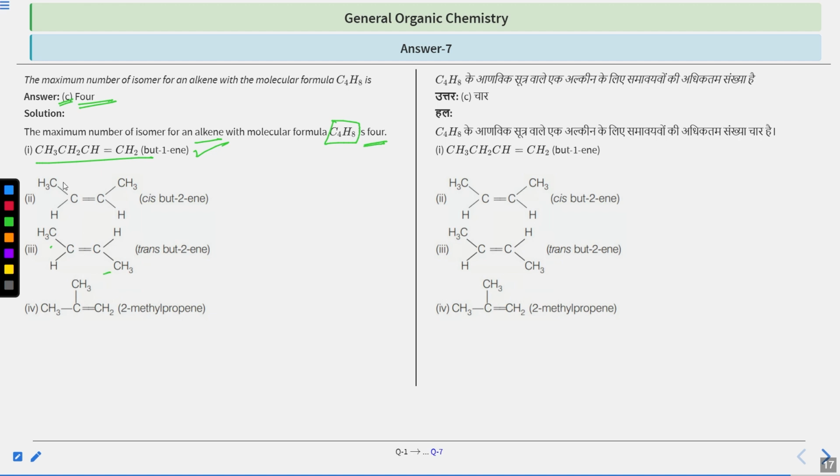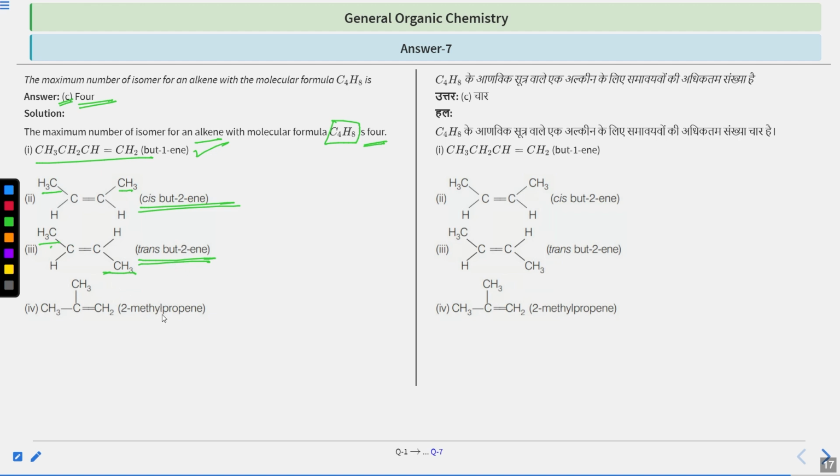You can put these 2 methyl groups on the same side and on different sides. If you put the methyl groups on the same side of the double bond, it will be cis-but-2-ene. And if you put the methyl groups on different sides of the double bond carbons, it will be called trans-but-2-ene. 2-ene because the double bond is present between the second and third carbon, but we put 2 in the naming because we use the lowest number.